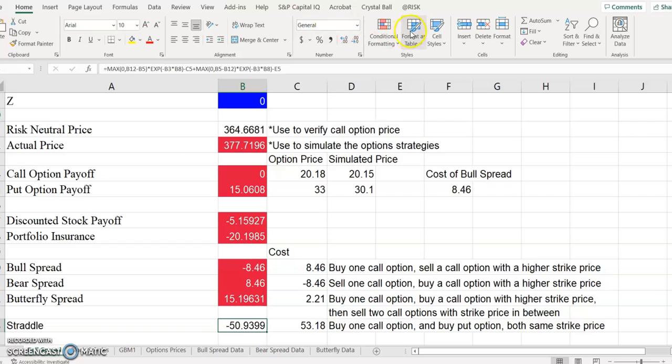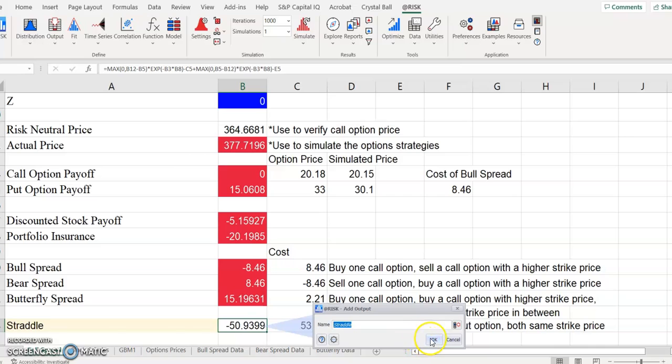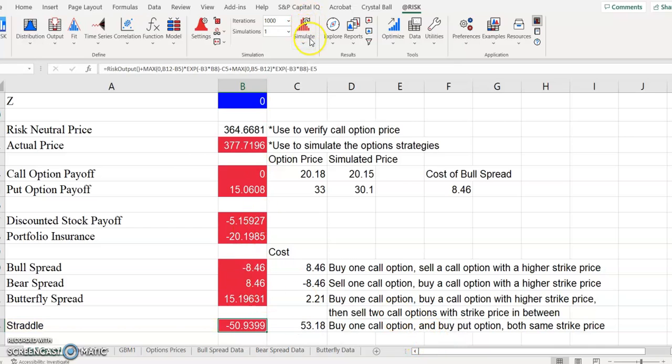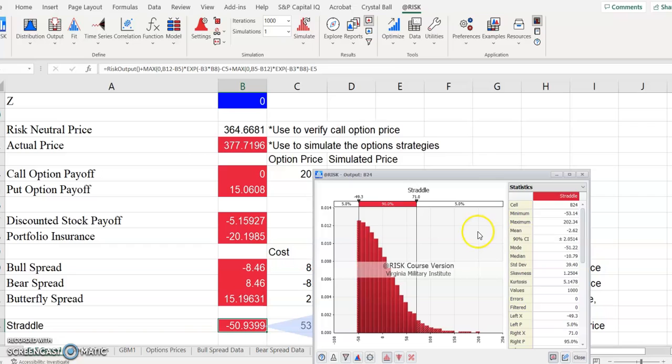So we'll make this a forecast and at risk. And it'll be defined as an output called straddle. So we can simulate this. And what we see is the average pretty close to 0. The average is actually slightly negative. But remember, what we're betting on here is that the stock price changes significantly in one direction or the other.